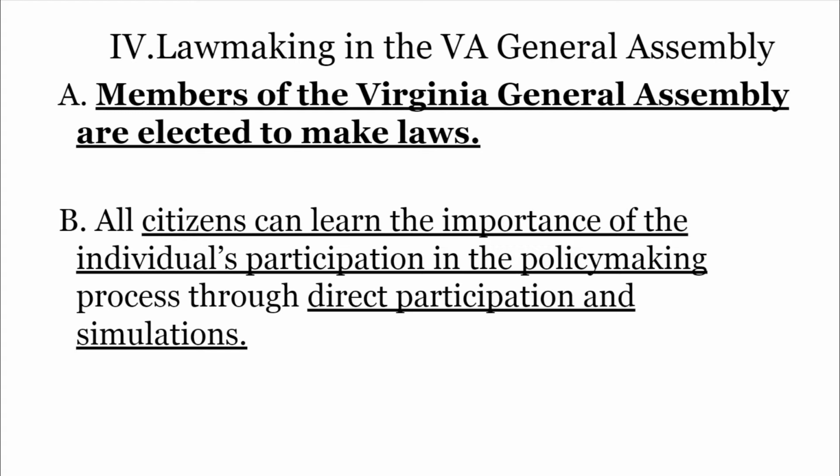Section 4, lawmaking. So members of the Virginia General Assembly are elected to make laws. All citizens can learn the importance of individuals' participation in the policymaking process through direct participation and simulations. Letter B has been on the SOL, all the practice SOLs that we are able to give students, and I wouldn't doubt if it continues to be on the SOL.